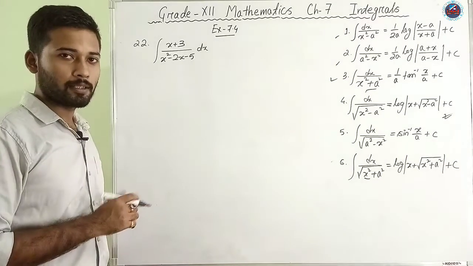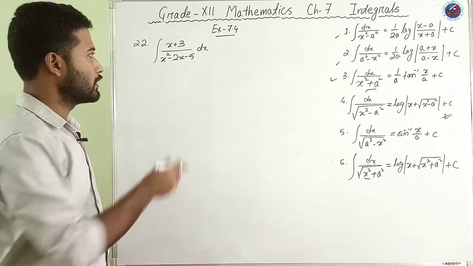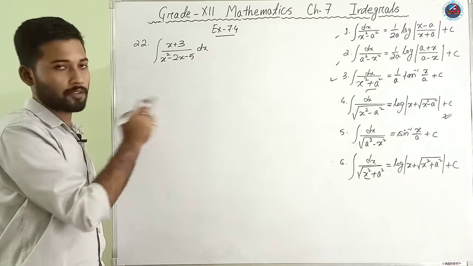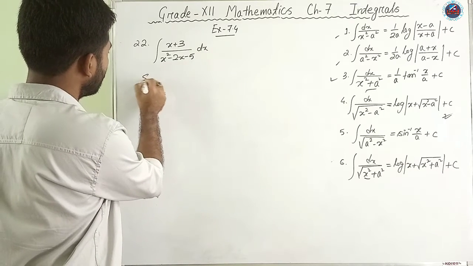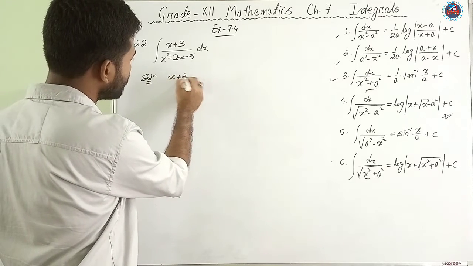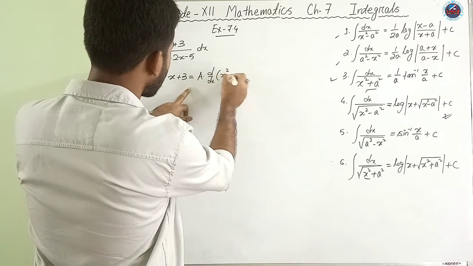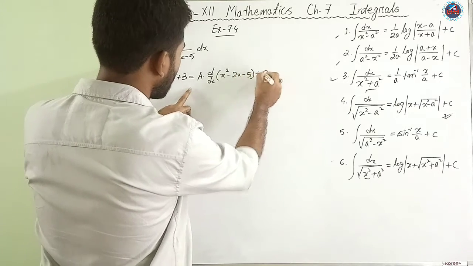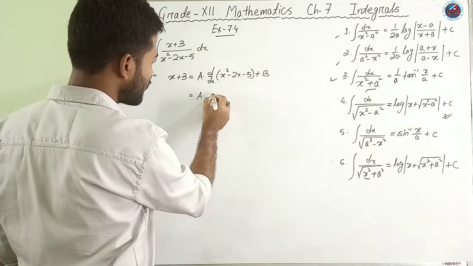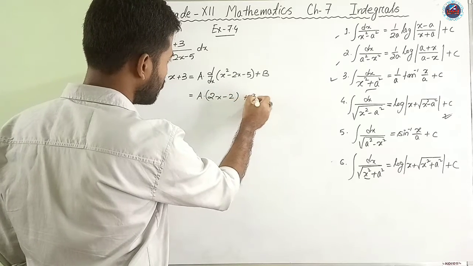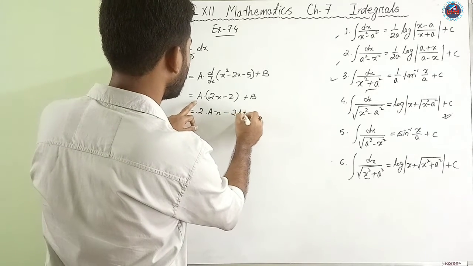Now let us see question number 22. Here the question is integration of x plus 3 divided by x square minus twice x minus 5 with respect to x. So this is of the form 3 that I have shown you. So how to do it? At first, we write x plus 3 as a into d dx of x square minus twice x minus 5, plus b. Once you have written this, if we differentiate it we shall get twice x minus 2, and that will be equal to 2 into ax minus 2a plus b.